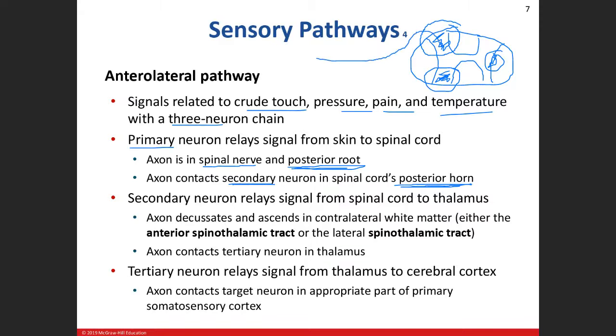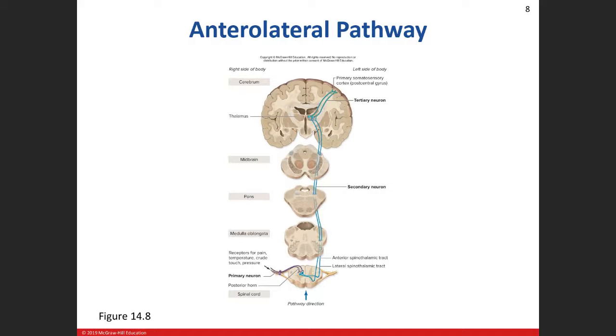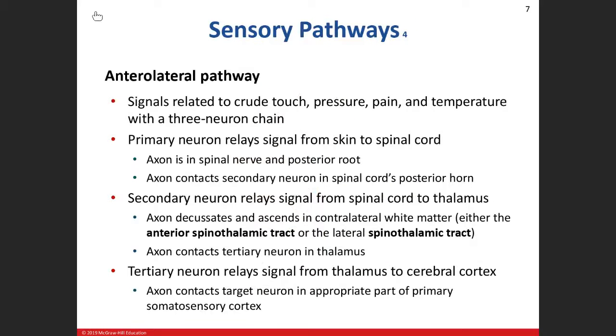Again, that primary neuron comes in through the back. It's going to synapse onto this secondary neuron. Here comes that primary neuron. It enters in, and it synapses onto the secondary neuron here in the posterior horn. Now this is showing you 2 primary neurons, because it's showing you both the anterior spinothalamic tract and the lateral spinothalamic tract. That's why we call it the anterolateral pathway.